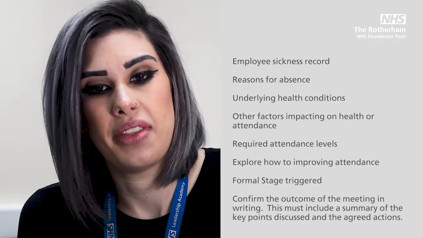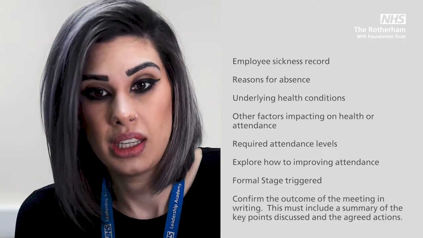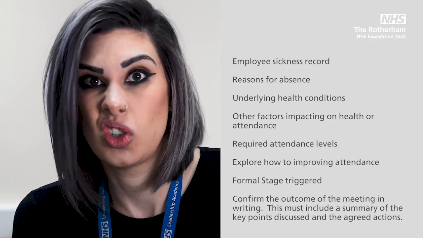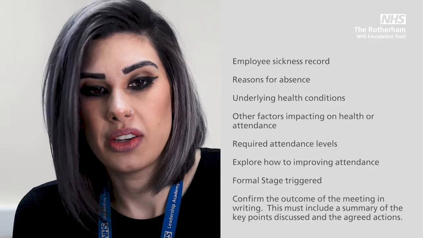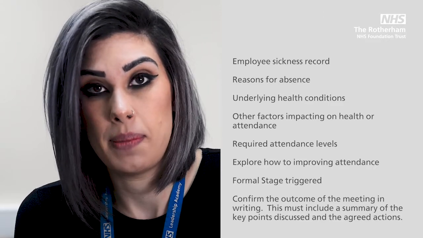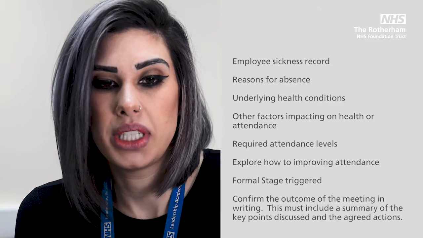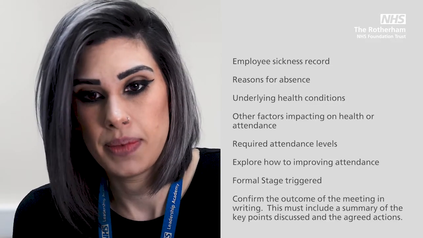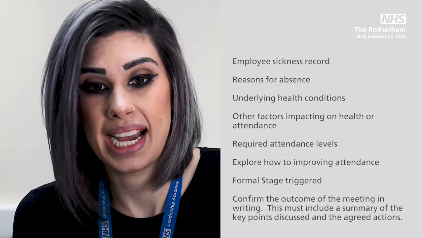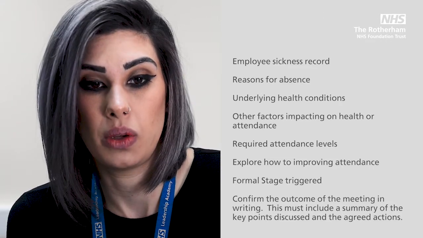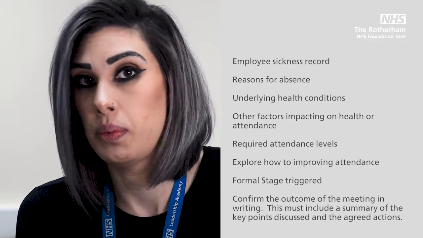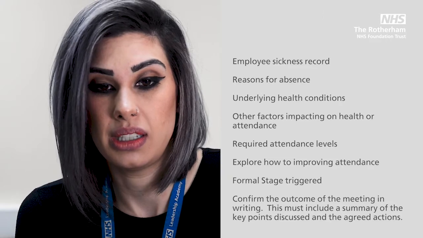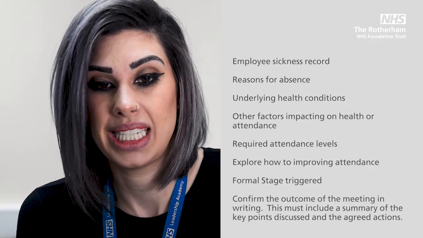Inform the employee that their attendance is unsatisfactory and action will be taken in accordance with the policy and procedure, such as the formal stage meeting, and confirm the outcome of the meeting in writing. This must include a summary of any of the key points you've discussed and any actions you've agreed. The employee must not be in any doubt as to what the next stage of the process could be if the required improvement is not achieved. The letter must be clear about any consequences and outcome of the meeting as set out in the policy.